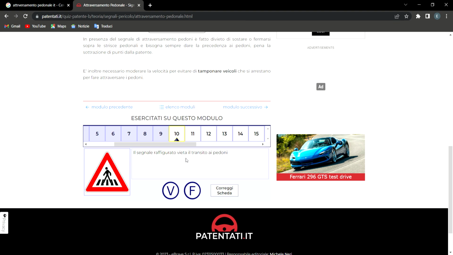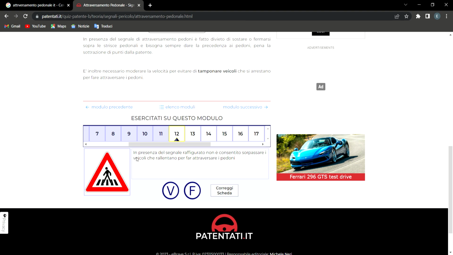This very sign permits the transit of pedestrians. Number 11 says: il segnale raffigurato pronuncia un'isola pedonale. This very sign is attraversamento pedonale, not isola pedonale. So the answer to this very one is false.